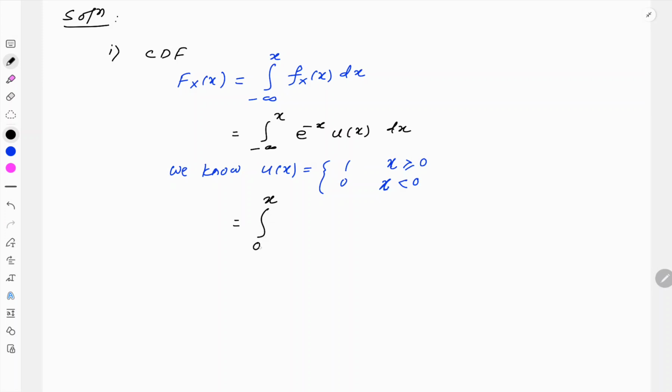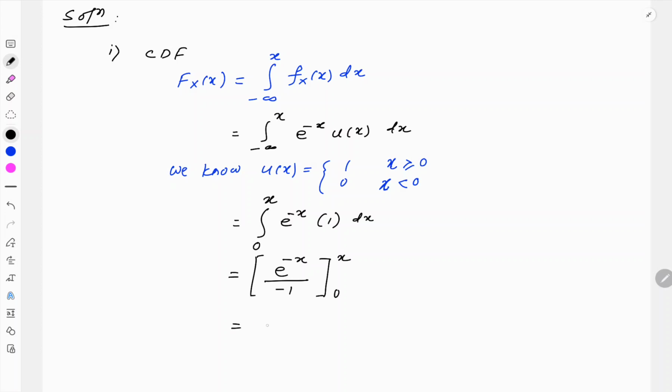So the lower limit is going to change to 0 and the upper limit is x. The upper limit of the unit step signal is infinity, but we do not know the value of x, whether it is greater than infinity or less than infinity. So the upper value will be x, e raised to minus x u of x will be 1 dx. If we take its integration, we get e raised to minus x upon minus 1 with the limits 0 to x.